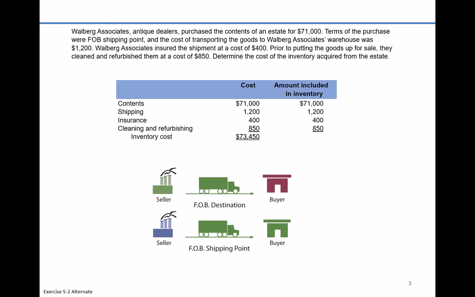So we add these all together. Therefore, the total cost of the inventory would be $71,000 plus $1,200 plus $400 plus $850 equals $73,450. That would be the amount they would record onto their inventory.